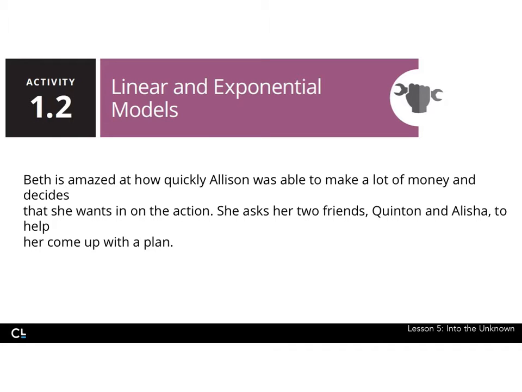All right, now we want to look at some linear and exponential models. It says, Beth is amazed at how quickly Allison was able to make a lot of money and decides she wants in on the action. She asks her two friends, Quentin and Alicia, to help her come up with a plan. So Beth was content with the $10 a week, especially those first couple weeks where Allison was making basically nothing. But then pretty quickly, Allison took over.